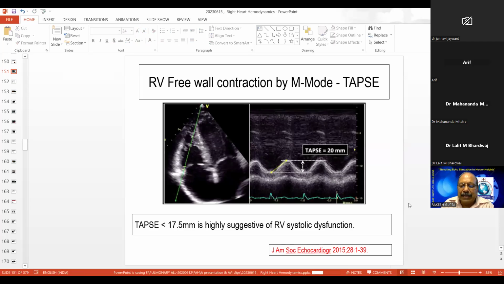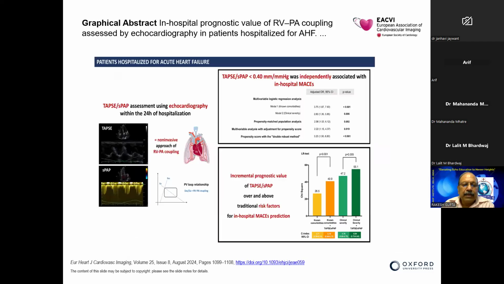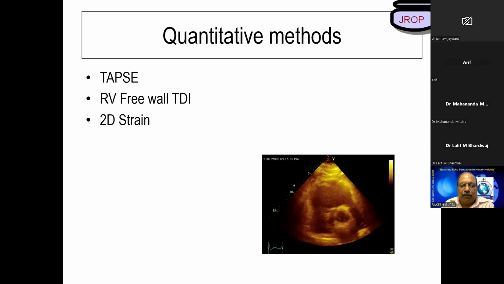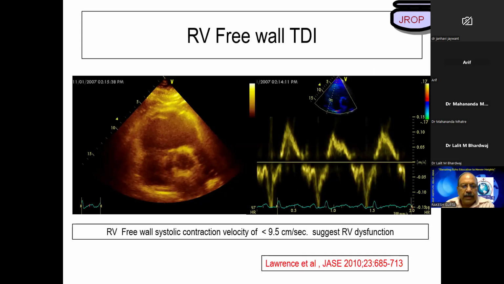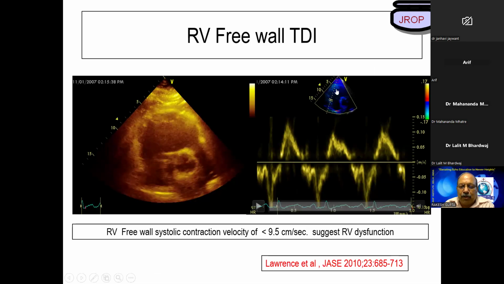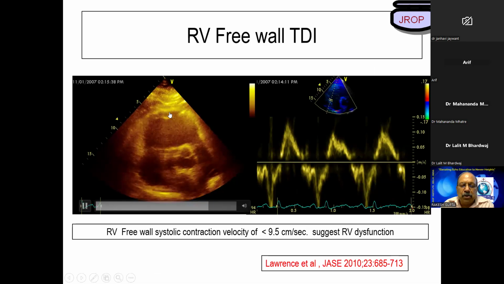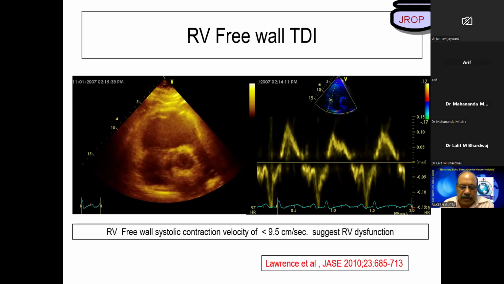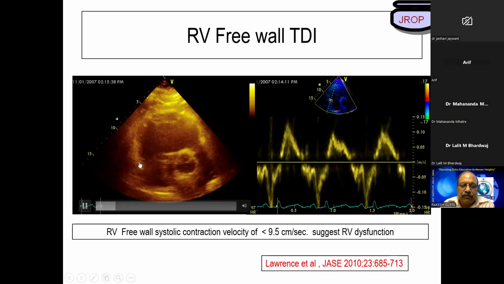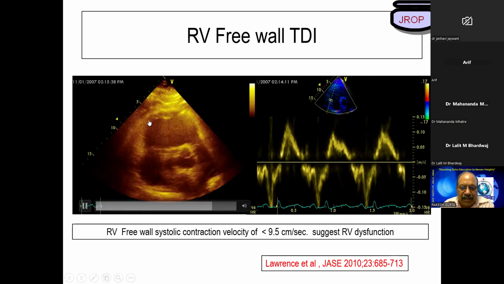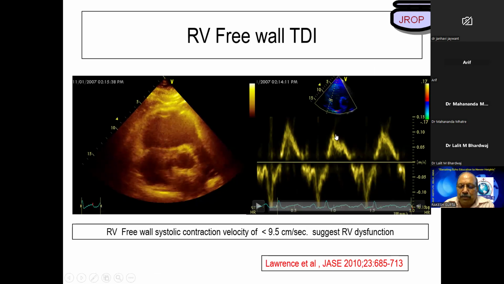Second value to look at is RV free wall TDI. In RV free wall TDI, we put a sample volume across the RV free wall, here. You can do it in four-chamber view, two-chamber view, or parasternal short axis view at the aorta. We have done it in parasternal short axis view at the aorta, and this is the whole of the RV free wall. This is the value we should measure. If this systolic contraction value is less than 9.5 centimeters per second, it is known as RV systolic dysfunction.